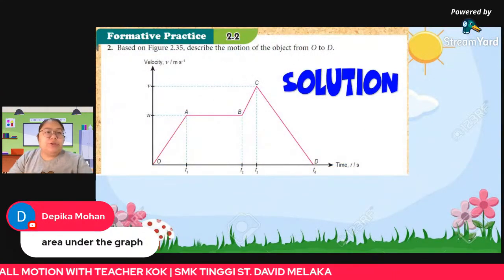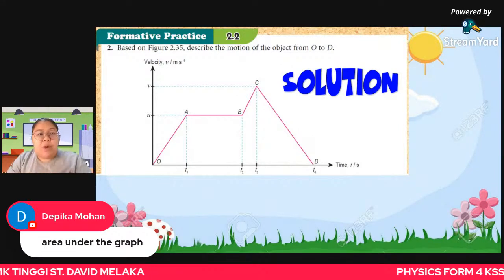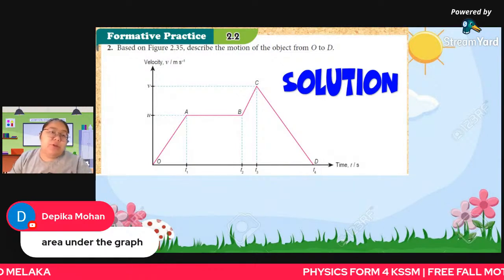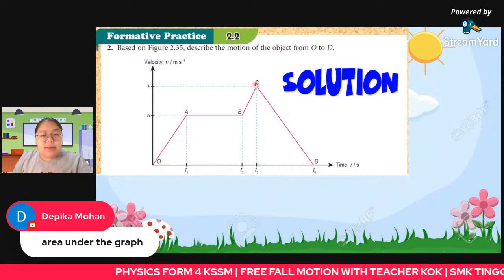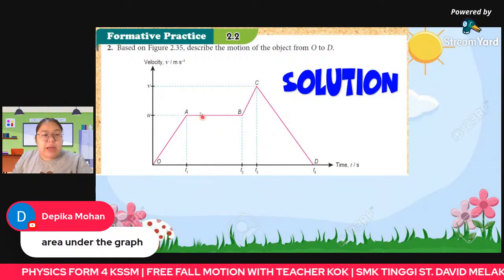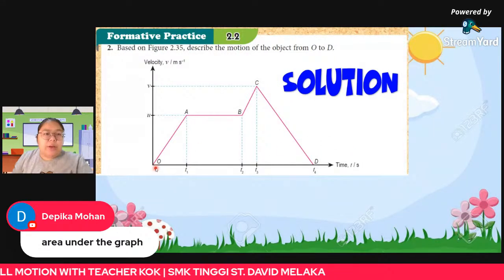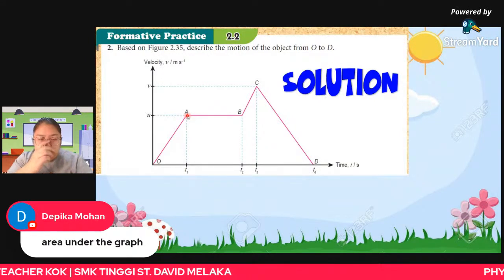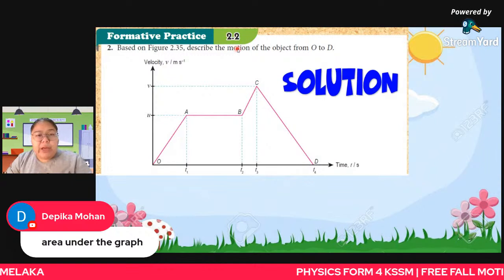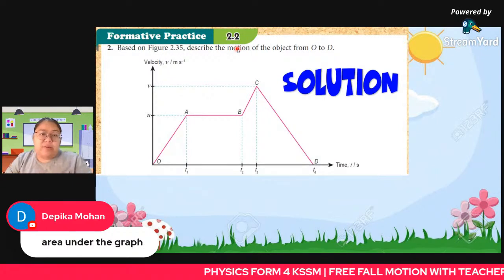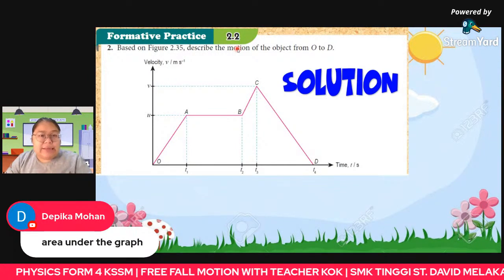Okay, the next part is about the graph. They want us to describe the motion of the object from O until D. So you need to explain every part. We separate it part by part to explain. When it's just talking about motion, we cannot say slow or fast. We either talk about the velocity or the acceleration.